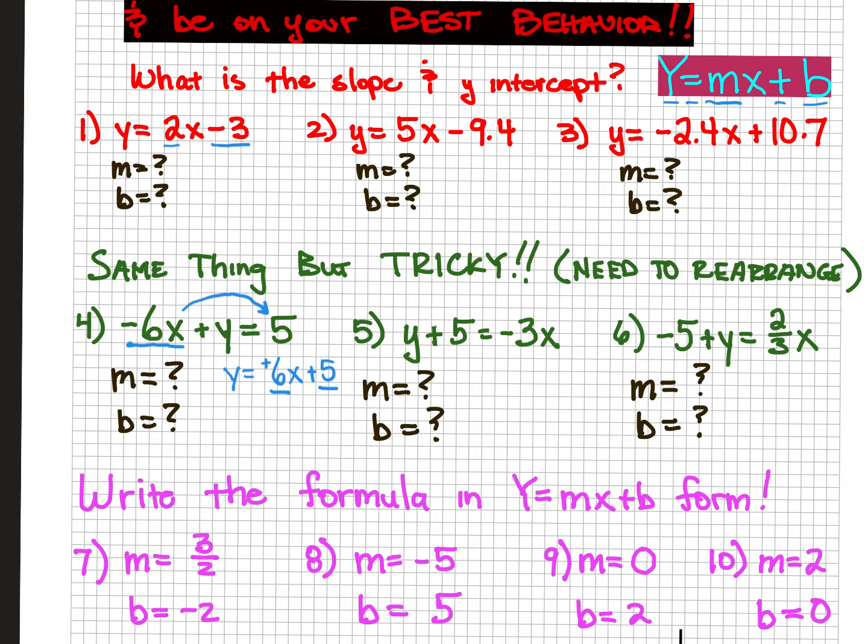So I want to see the original that I wrote down in green. I want to see the new equation that you wrote down in the correct form, and then I want you to be able to tell me from that form what's the m and what's the b.